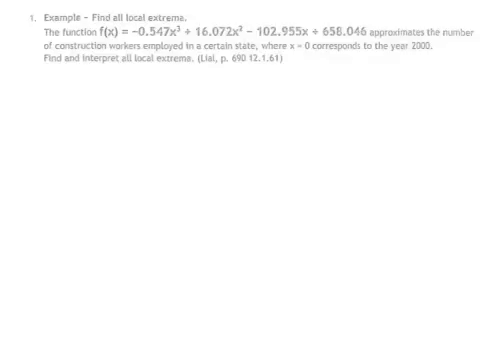Welcome to week 7, question 1, and it says find all local extrema. So let's understand what extrema are. Extrema are extremes of a function. So where a function reaches its maximum points and where a function reaches its minimum points.